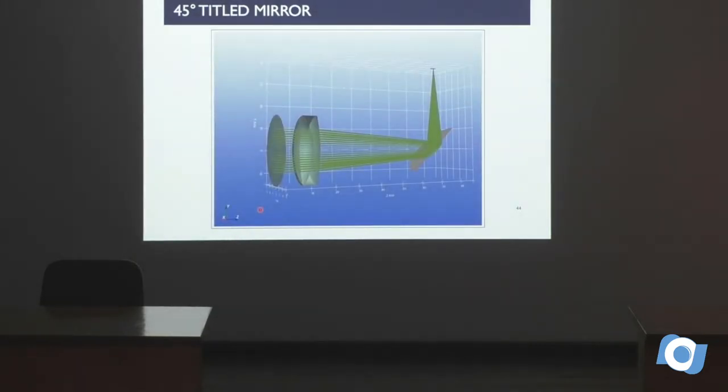And this is the result, right? We have the object's plane, the doublet, the chromatic doublet. We have the 45 degrees tilted mirror, and it will focus all the rays in here, right? So this is, like I said, nearing a telescope.